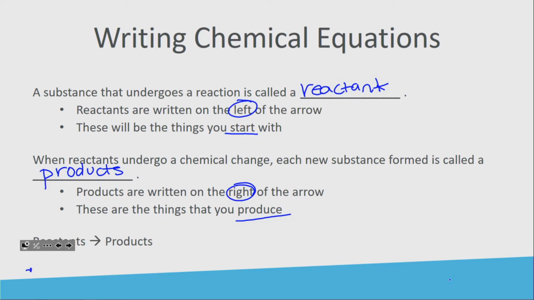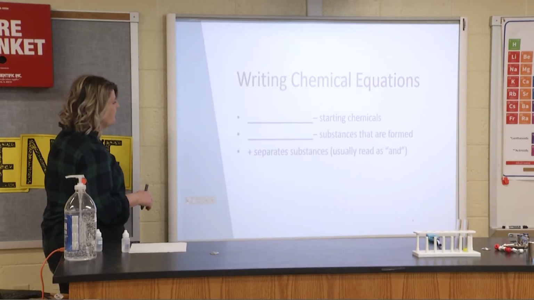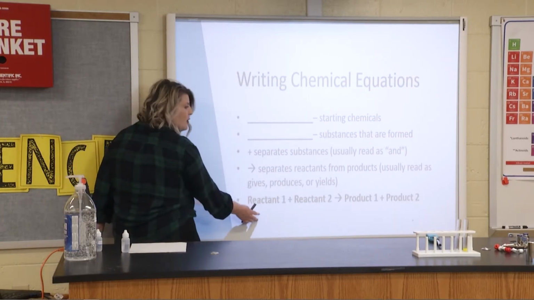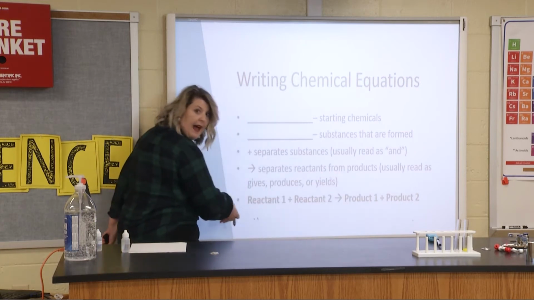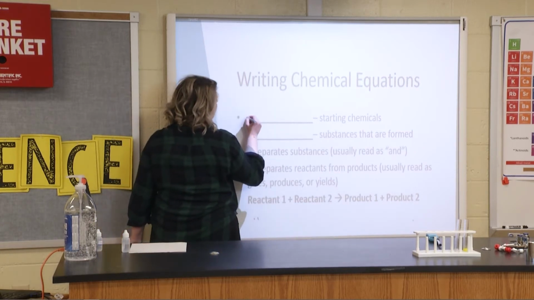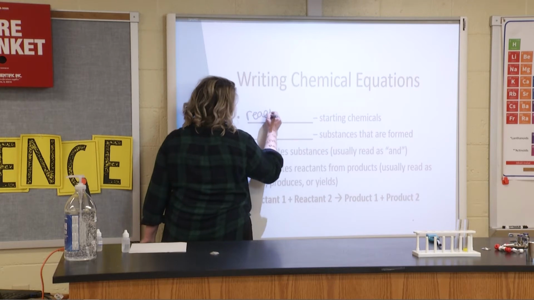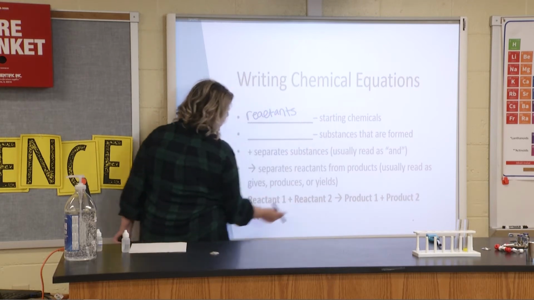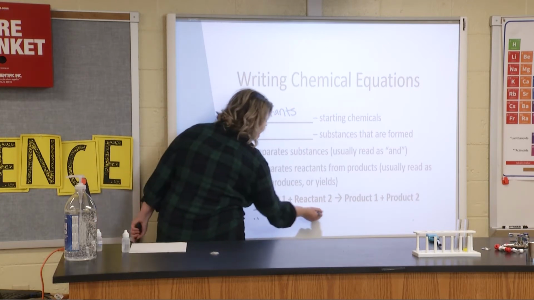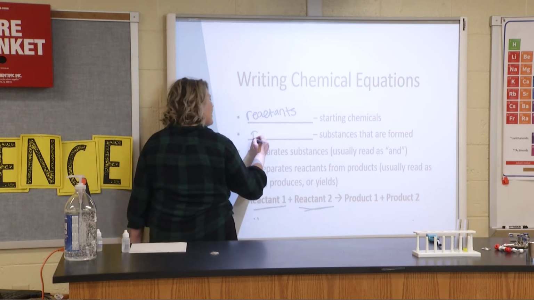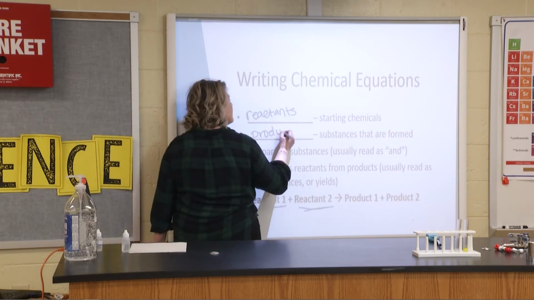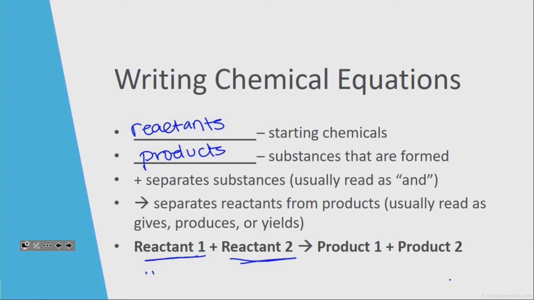So I want to show you kind of what that looks like. When you have a chemical reaction, this is kind of the format that you're going to see. You're going to see the reactants on the left, right here. And then you're going to see the products, which are the substances that you produce. You're going to see those on the right.